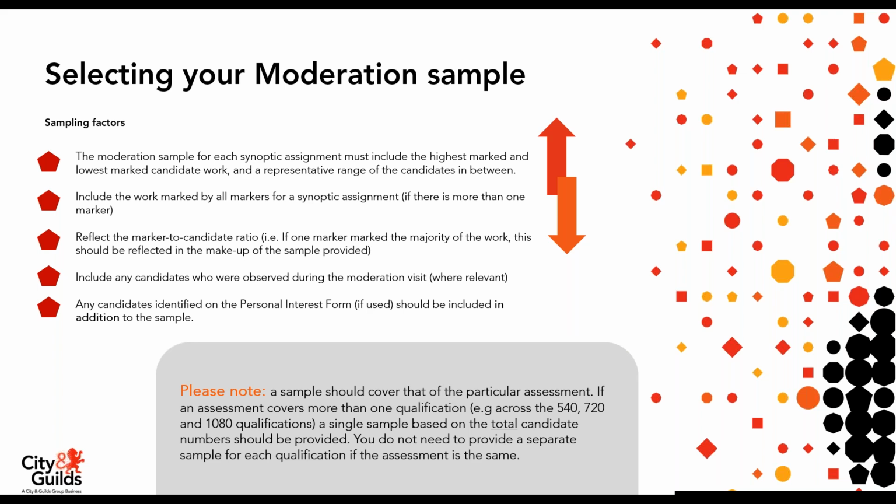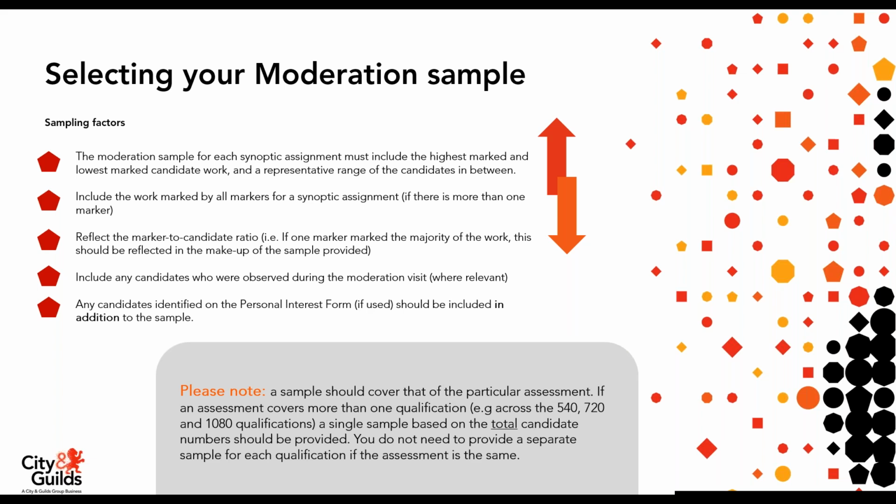And it's a common question that we often get every year. There's a note at the bottom of the screen here saying the sample should cover a particular assessment. If an assessment covers more than one qualification, for example, across a guided learning hours 540, 720 and 1080 qualification, then a single sample based on the total candidate number should be provided. You don't have to provide separate samples for each qualification if the assessment is the same.